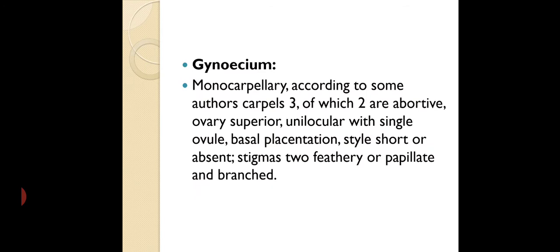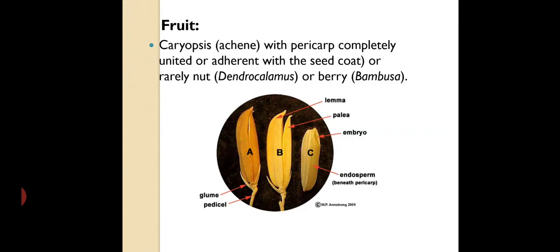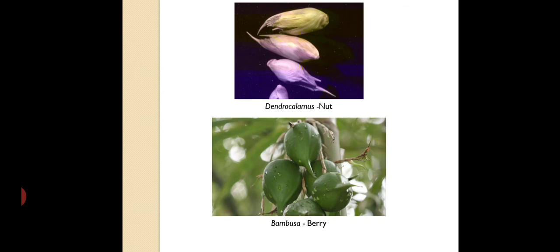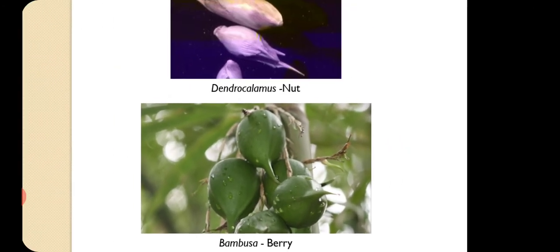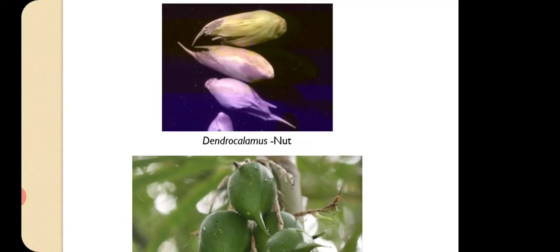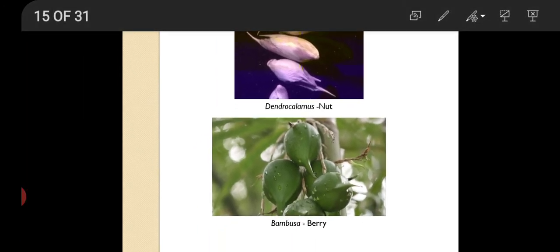And sometimes branched. Then coming to the fruit type, it is caryopsis, a type of achene with a pericarp completely united or adherent with the seed coat. Or sometimes two other conditions are also there, that is nut, for example in Dendrocalamus, and berry in Bambusa. Here we can see these structures, berry, and Dendrocalamus, that is nut.